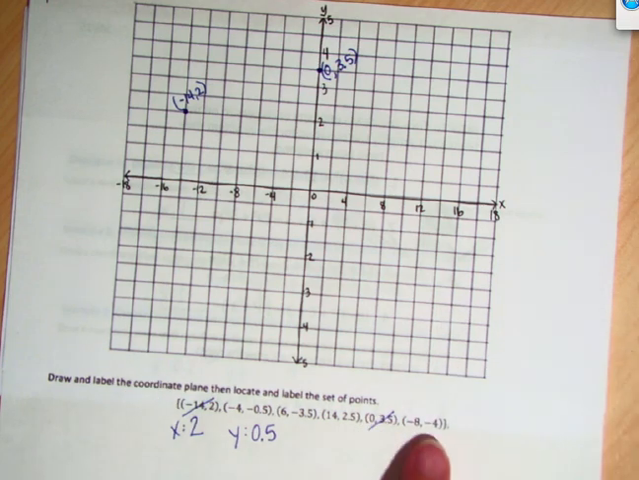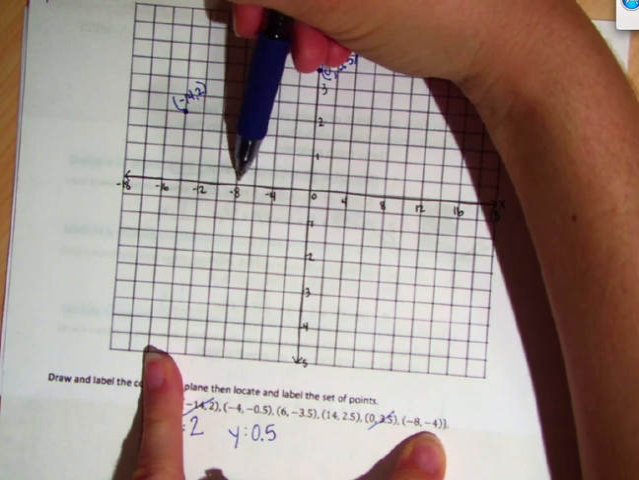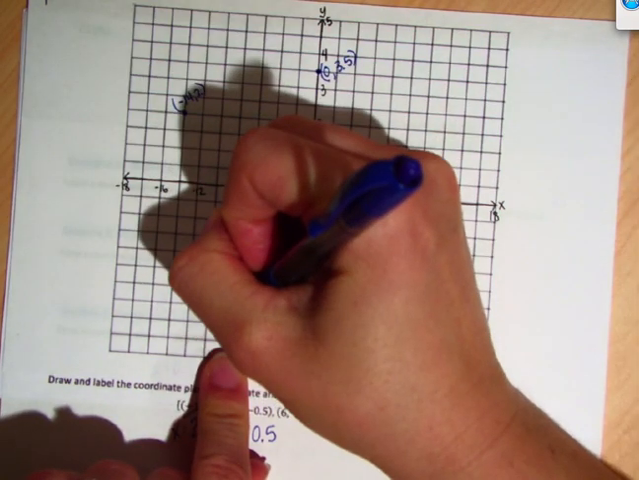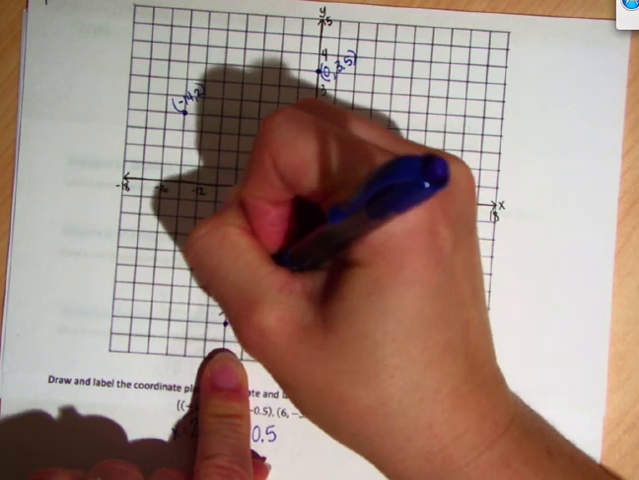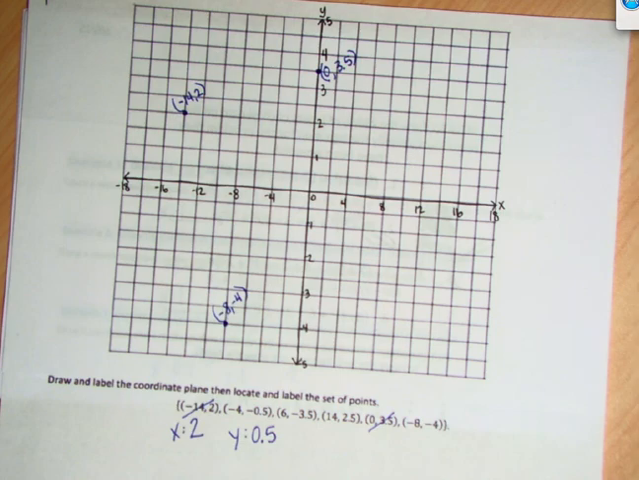Tricky. Okay, let's do some whole number ones real fast. We have negative 8 and negative 4. So I'm going to go down to negative 4. Negative 8, negative 4. All right, kind of get the idea there.